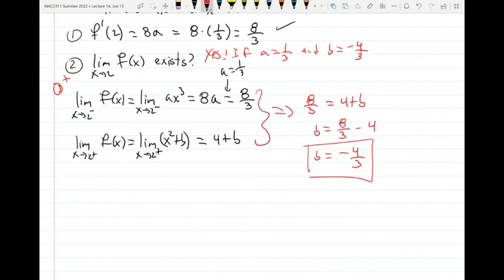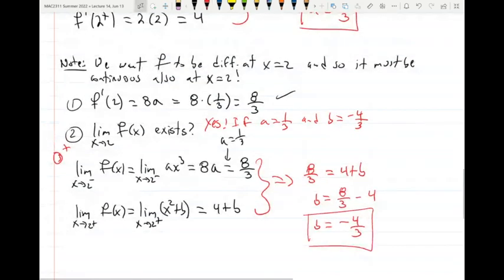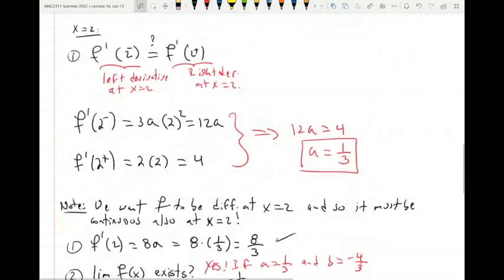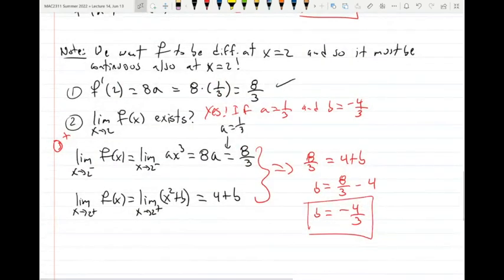Okay? But then, of course, if these two things match, then the limit exists and is equal to a over 3, which is the value of the function. So condition 3 is also satisfied, which is that the limit and the function must agree. Yes? Okay. So that's it. We found our a and we found our b. Questions?